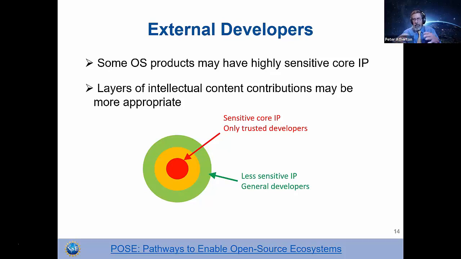On the other hand, if you have layers of intellectual content contributions, as is shown here, so red is the most sensitive, yellow is a bit less sensitive, green is the least sensitive, then you can open up the IP to a greater proportion of the developers in the developer community. And so we do anticipate that this kind of situation will arise, particularly with security-focused open source products. So that's just a note to indicate that we recognize it's not always black and white, that a developer community may not be homogeneous. There might be different levels of developers in this developer community. But still, the mechanism that I indicated in the previous slide still holds.